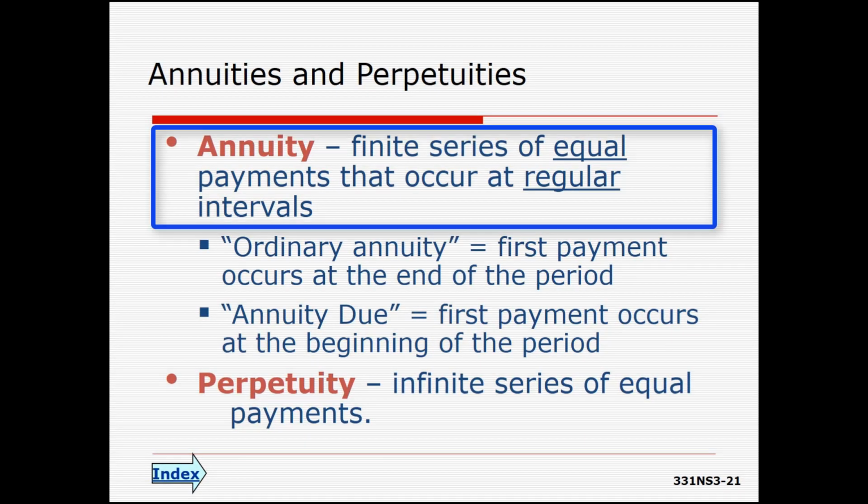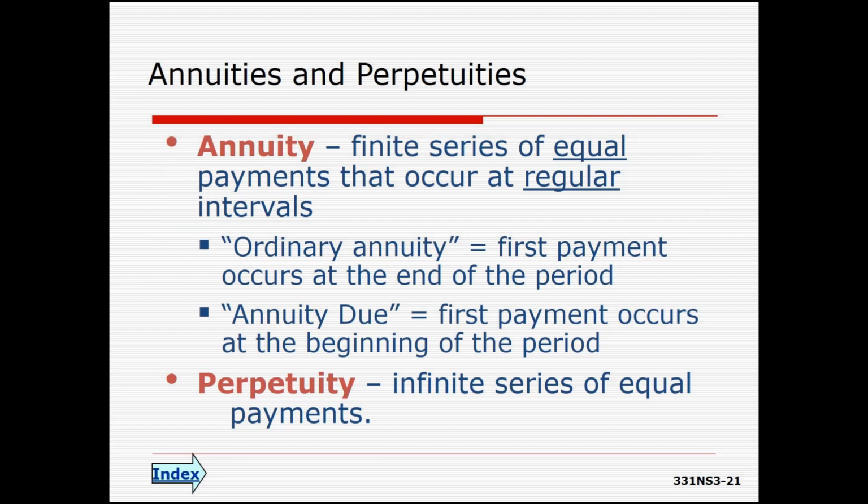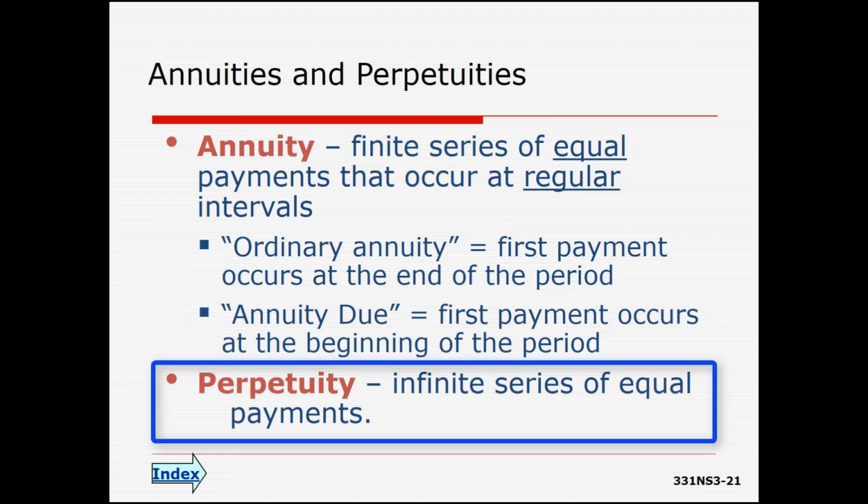An annuity is defined as a series of equal payments, inflows or outflows, that occur at regular intervals for a finite period of time. An ordinary annuity is one where the first payment occurs at the end of the period. This is the default in your calculator and in Excel. An annuity due is one in which the first payment occurs at the beginning of the period. A variation of an annuity is the perpetuity. Equal payments, equal intervals, but the period is infinite. Preferred stock is a perpetuity.